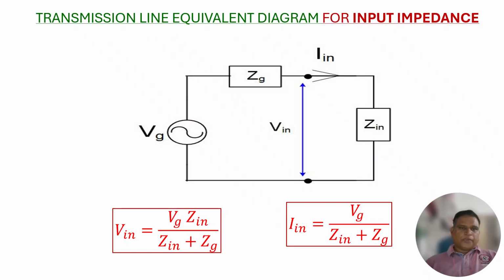Now the transmission line equivalent diagram for input impedance you can write here. This is the generator side, this is the load side, this is Zin. Here this is Vin. Vin is equal to VG into Zin divided by Zin plus ZG. Similarly, Iin is equal to VG divided by Zin plus ZG. This is the generator impedance.